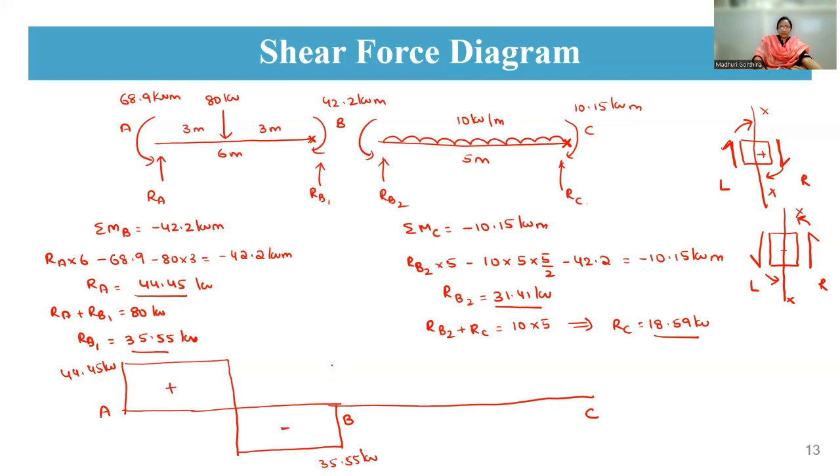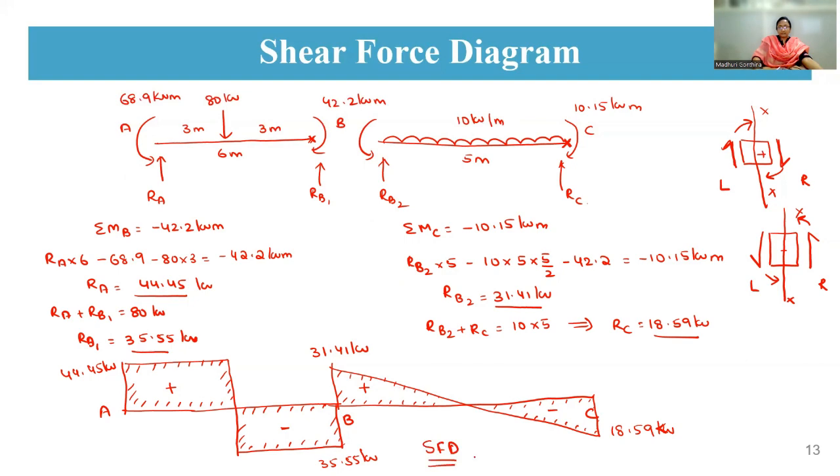Coming to RB2, it is 31.41 and RC is 18.59. It is linearly varying, because it is a UDL. This is plus and this is minus. So this is your shear force diagram, and you have to shade it like this. Moment won't come into the picture while calculating the shear force. For any continuous beam, the shear force diagram will look like that of a simply supported beam, if you draw the two spans individually. Clear?